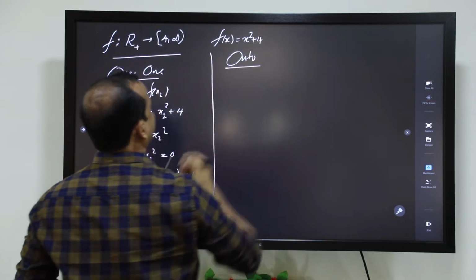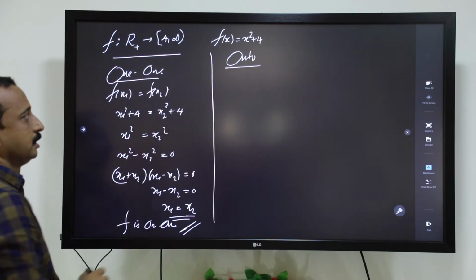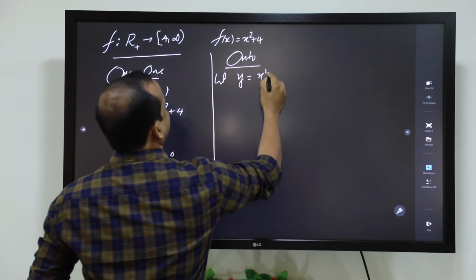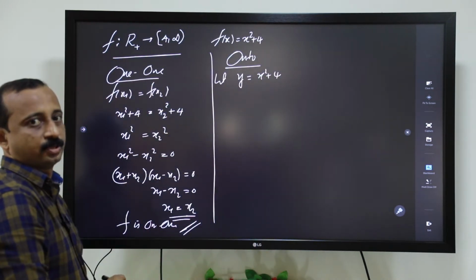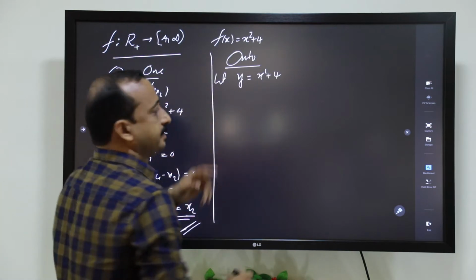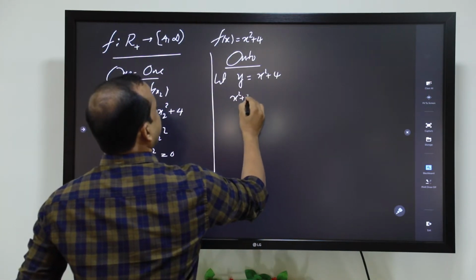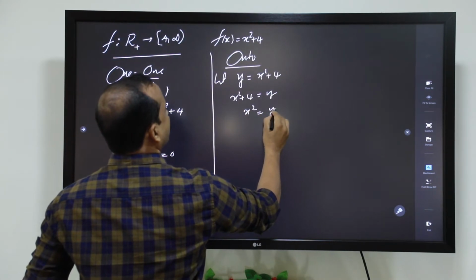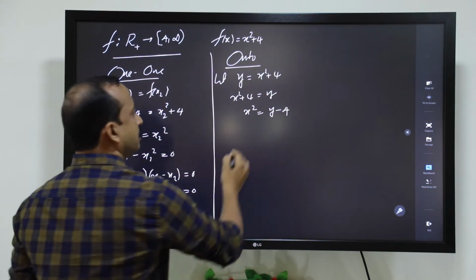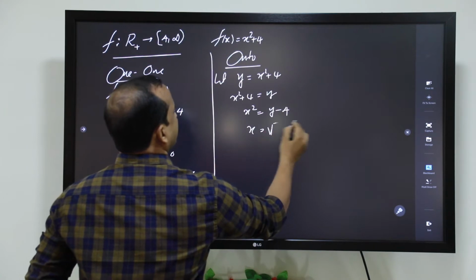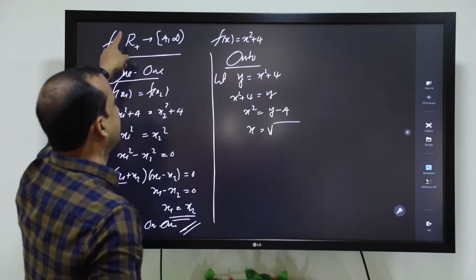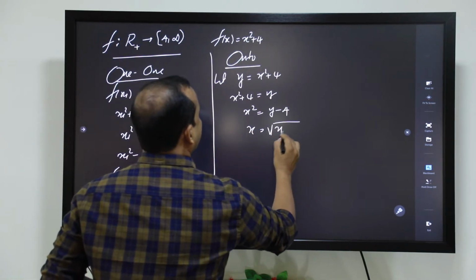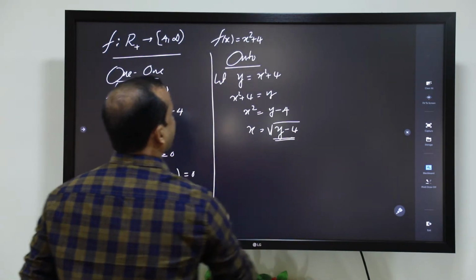Next we have to prove that our function is onto. We take y equals our function, x square plus 4. From this we find x. That is, x square plus 4 equals y, and therefore x square equals y minus 4. From this x equals plus or minus root of y minus 4, but our domain is the set of all positive real numbers, so we consider only the positive value, root of y minus 4.